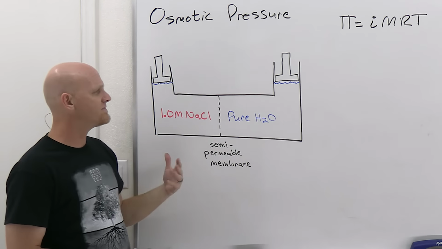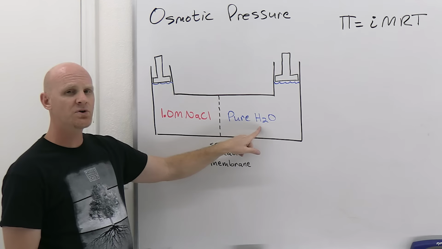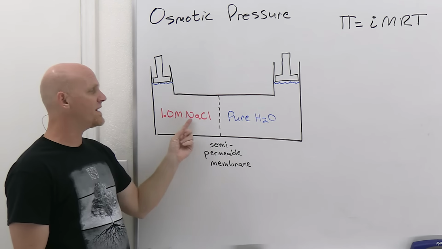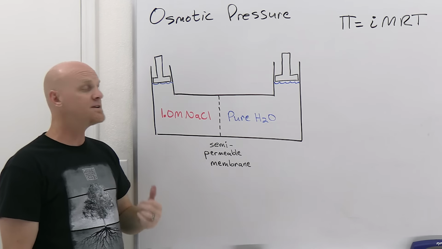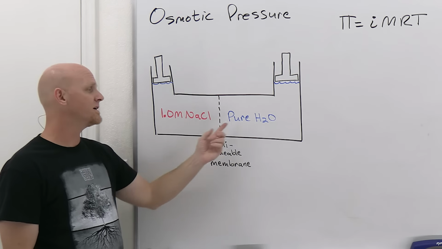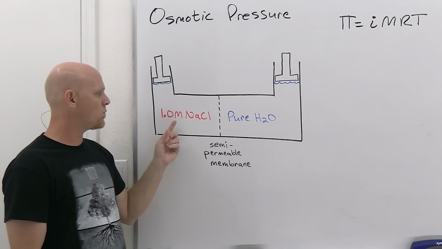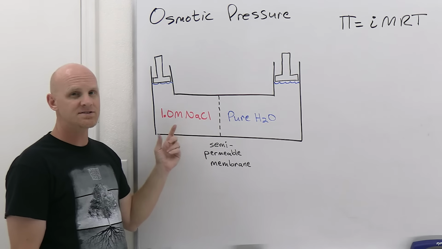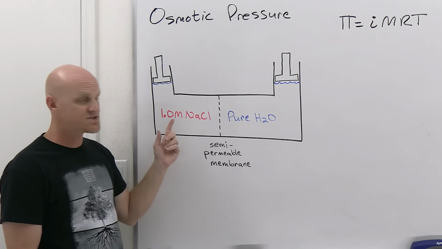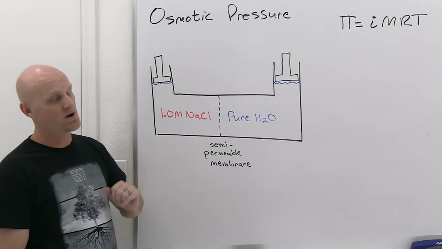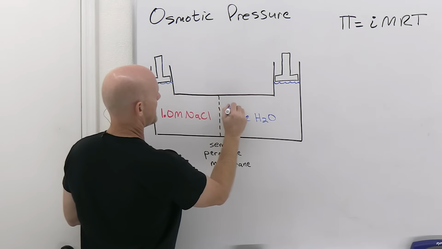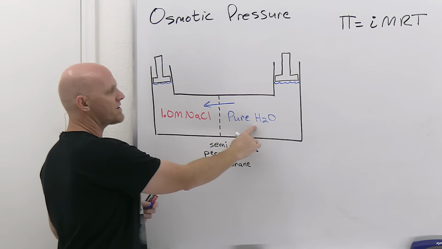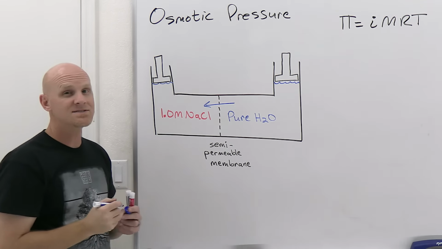And so what we're going to find here is that we've got water most pure on the right, and then it's 1 molar NaCl on the left. Again, pure water is 55.555 molar. So if we've got 1 molar NaCl, it means the rest of the solution is still water. It's still mostly water, but it's not pure water. And so the water is going to want to travel from right to left, from where the water is most pure to where the water is less pure.